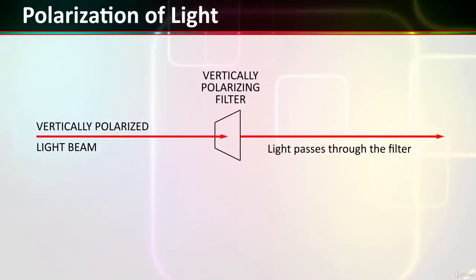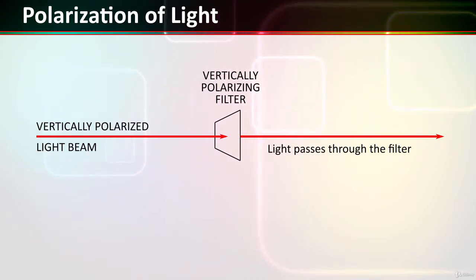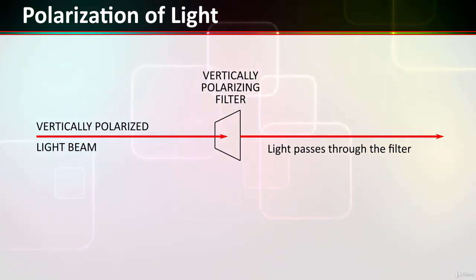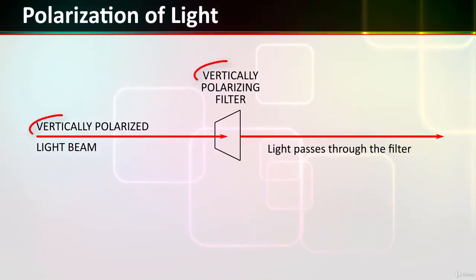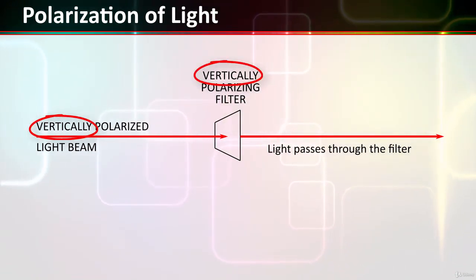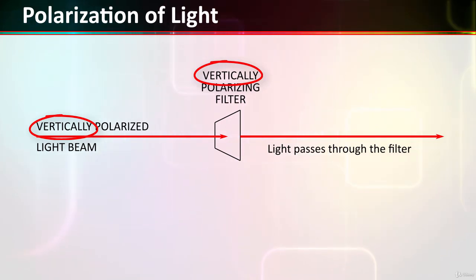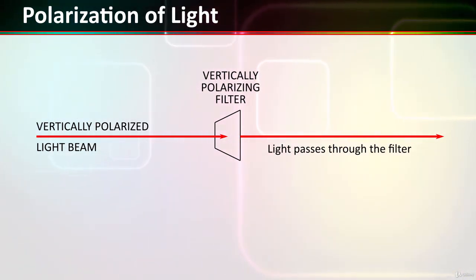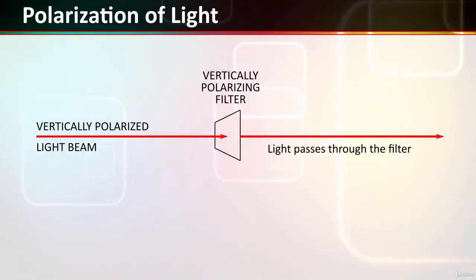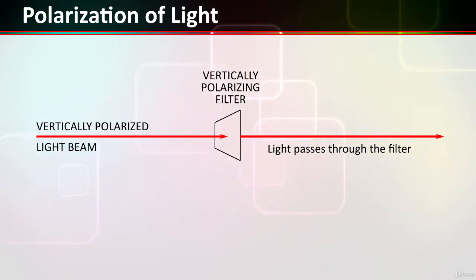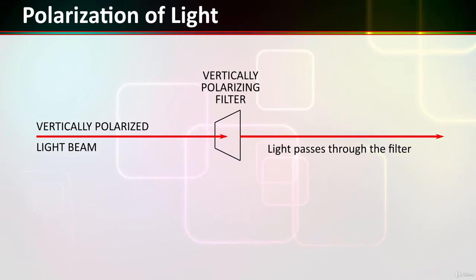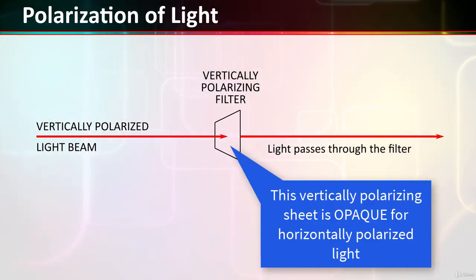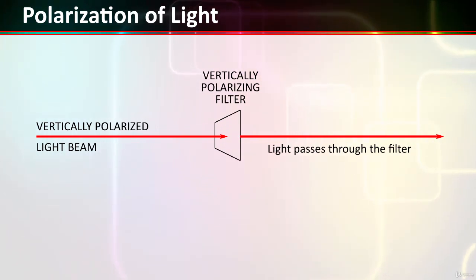There is something called a polarizing filter. A polarizing filter allows photons of light to pass through if the polarization of the light is the same as the polarization of the filter. A polarizing filter looks like a sheet of plastic. It is transparent to photons with the same angle of polarization as the filter. It is opaque for photons which are polarized at 90 degrees to the filter.